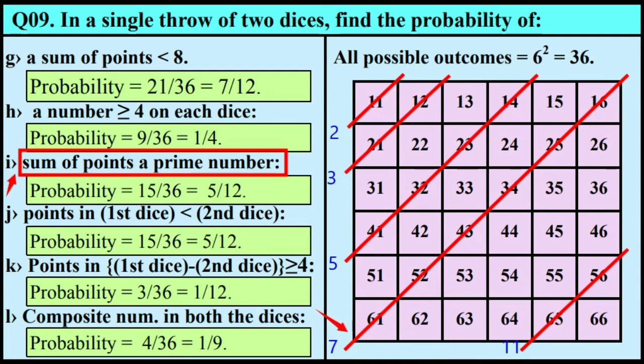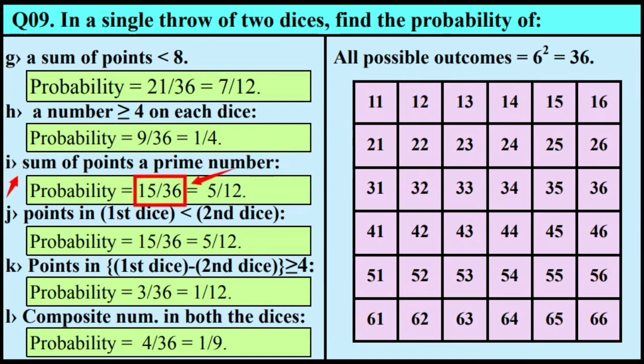Observe the fourth line where sum of points we get 7, a prime number. Observe the fifth line where sum of points is 11, a prime number. I find here 15 such situations are there. Hence, the number of favorable outcomes is 15. Therefore, probability is 15 by 36 and the value in simplified form is 5 by 12.